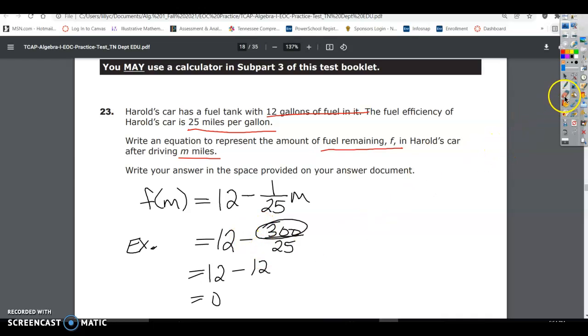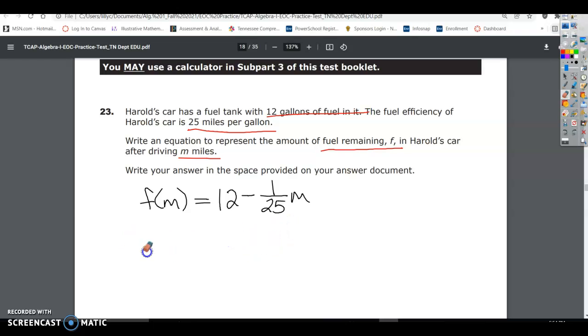So all I did there was check the equation to see if it's working the way we want it to, and it does. So when you plug in numbers for the number of miles driven, then it tells you how much fuel is remaining. And that's what the question asks us to do. Write an equation to represent the amount of fuel remaining after driving so many miles. All right, that's number 23.